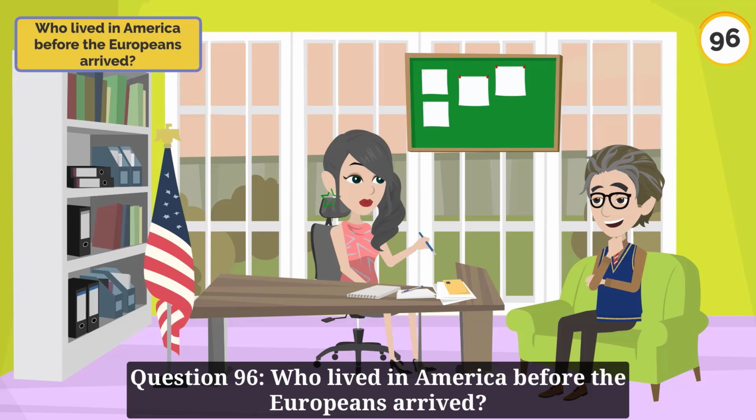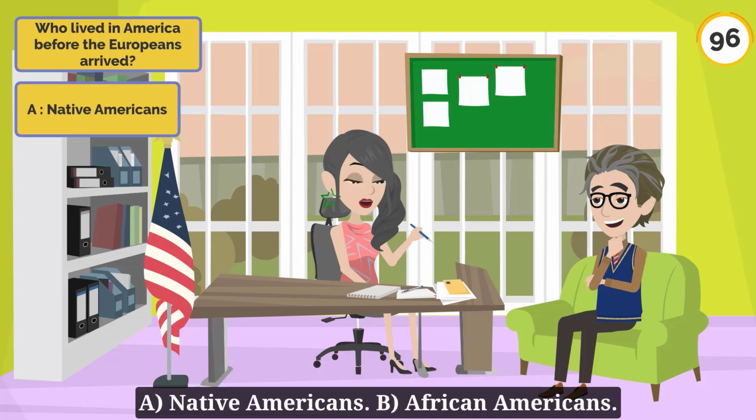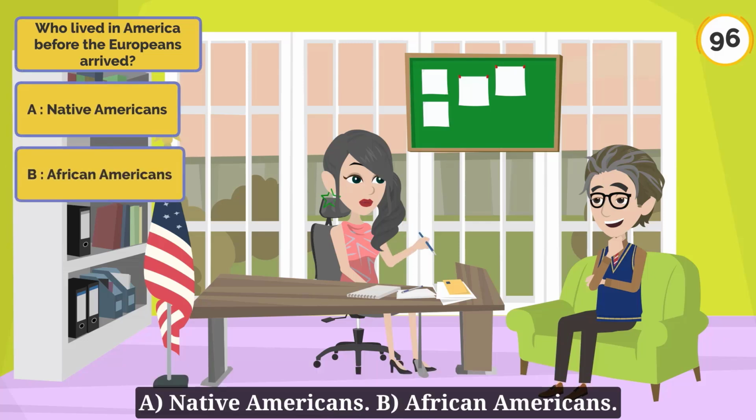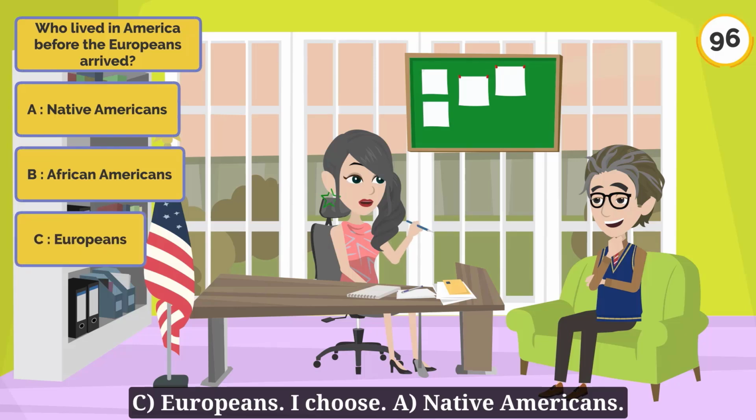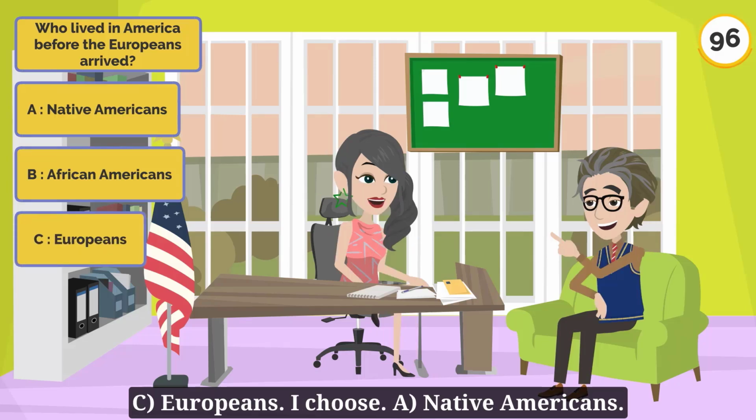Question 96. Who lived in America before the Europeans arrived? A. Native Americans. B. African Americans. C. Europeans. I choose A. Native Americans.